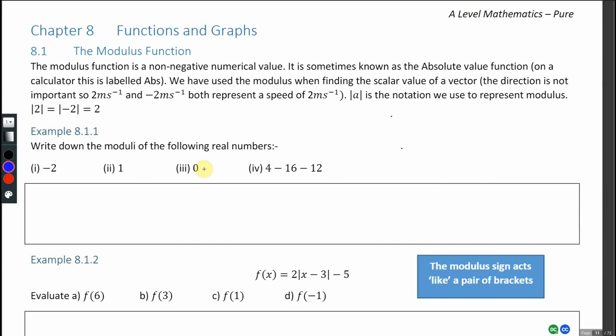So let's go on to the following example, 8.1.1. Write down the moduli of the following real numbers. Moduli is simply the plural of the word modulus. So when there's more than one, we call them moduli. So part 1, make sure you use the right notation as well. So vertical lines around the minus 2 means we're doing the modulus of minus 2, which is just 2.